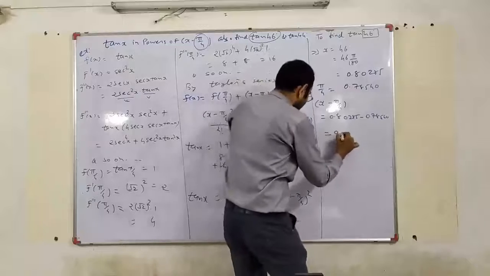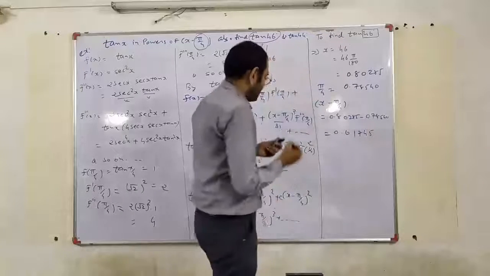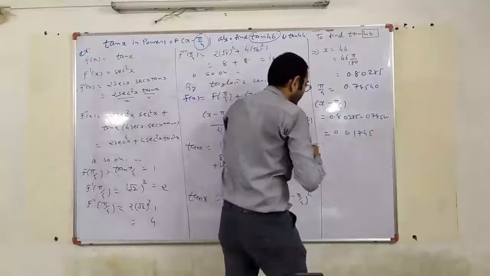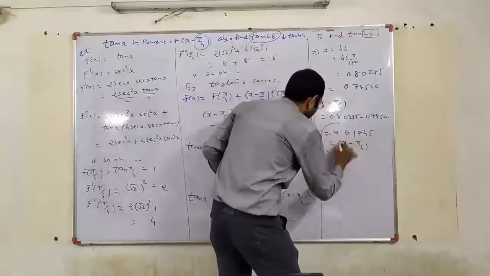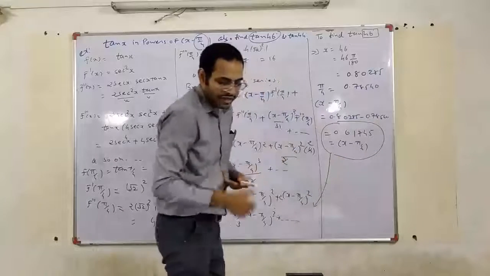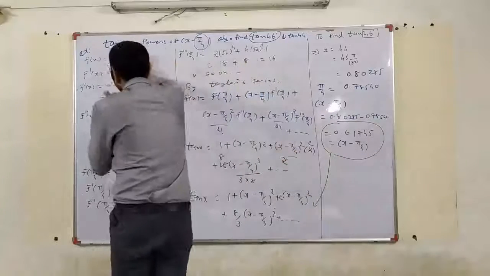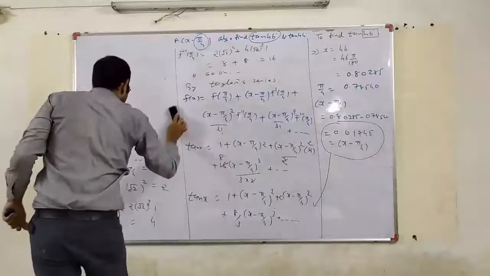Then we get 0.01745. And substitute this value, that is the value of x minus pi by 4, in the Taylor series and simplify the term. Then we will get the value of sin 46 degree.